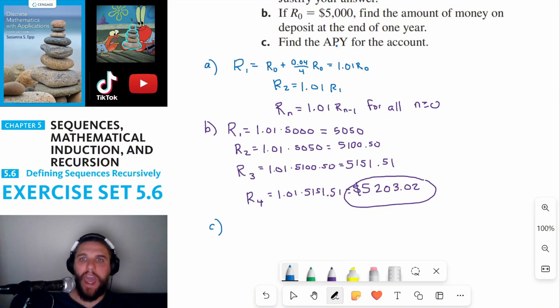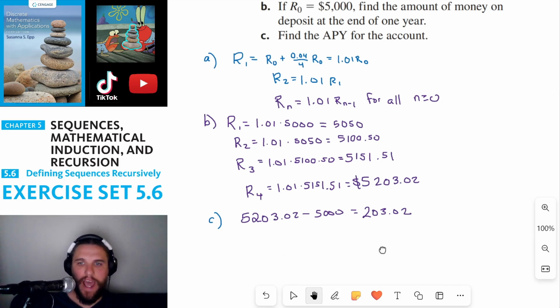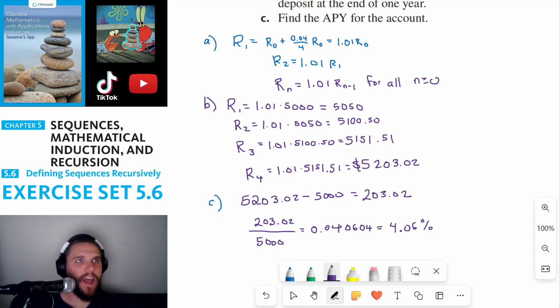Part C says find the APY for the account. Well, we can see how much profit we made over the course of the year. We started with $5,000 and now we have $5,203.02. That means we gained an interest of $203.02. We can ask ourselves how much percent of an increase that is relative to the initial amount. With that, we can do division. This is 0.040604. And so that's about 4.06% APY. That's a little bit more than 4%, but that's because we're compounding every single quarter rather than just once per year.